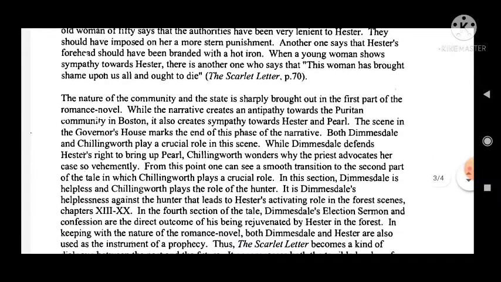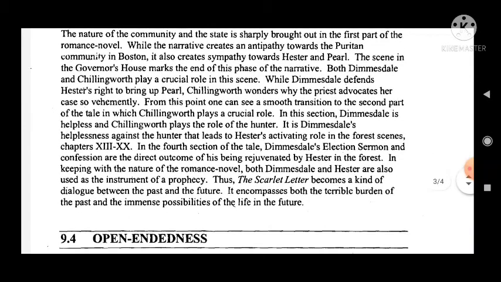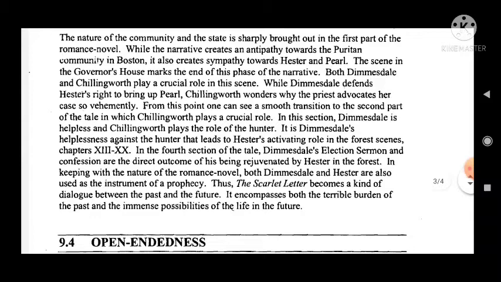When a young woman shows sympathy towards Hester, there is another one who says that this woman has brought shame upon us all and ought to die. The Scarlet Letter, page number 70. The nature of community and the state is sharply brought out in the first part of the romance novel. While the narrative creates an antipathy towards the Puritan community in Boston, it also creates sympathy towards Hester and Pearl.